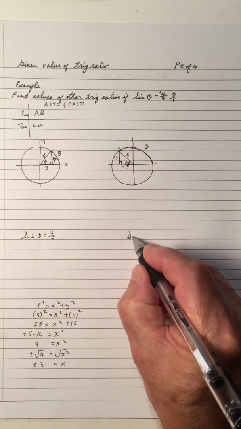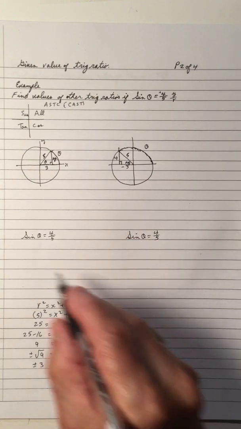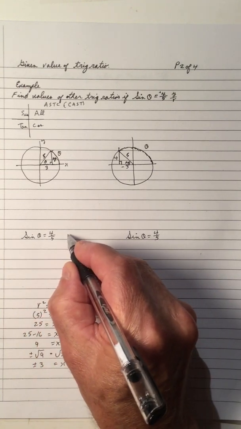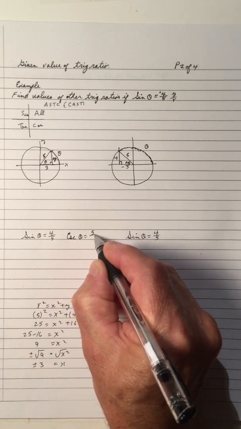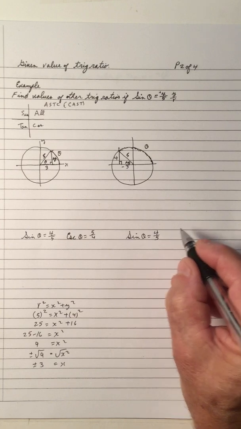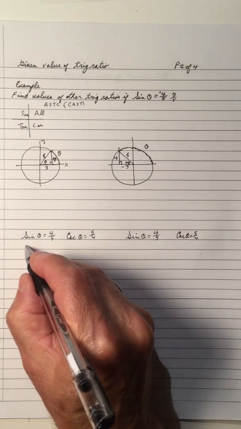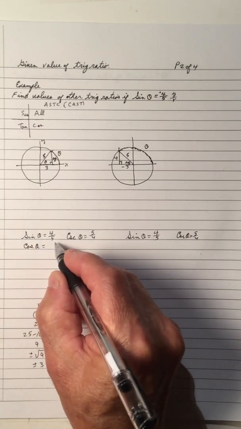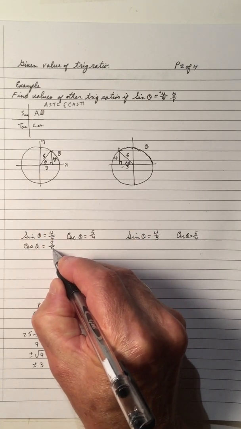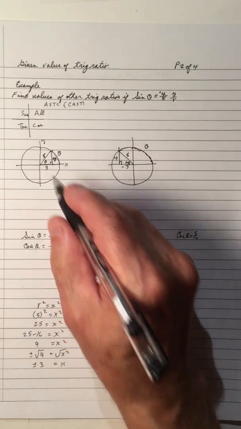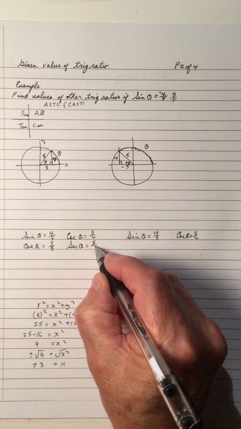So sine for this one is still 4/5. For both of them it's 4/5. But we want to find the other ratios, so we need cosecant theta, the reciprocal, 5/4, and right here, cosecant is still 5/4. But cos theta is the x over the r. Cos is 3 over the radius 5, and the reciprocal of cos is secant, so that's 5/3.